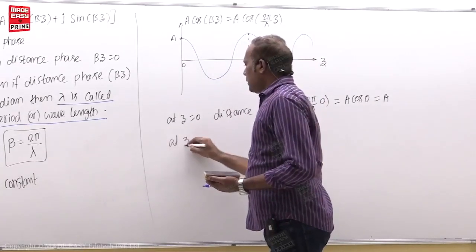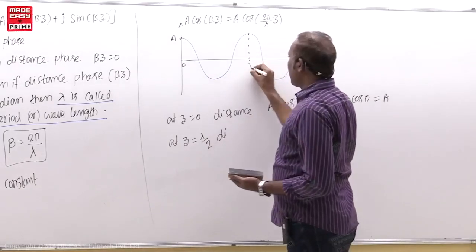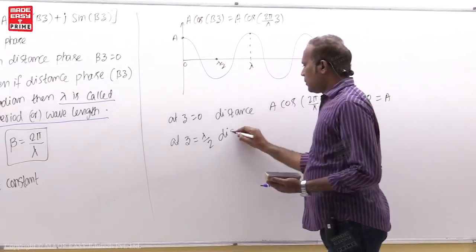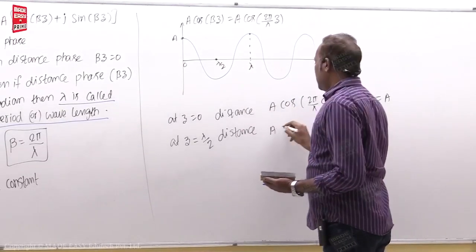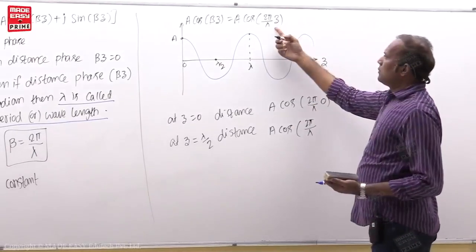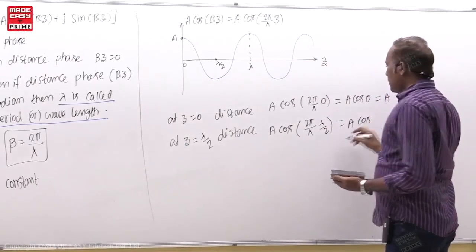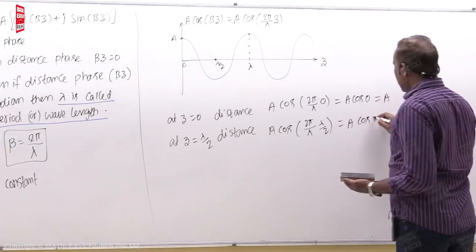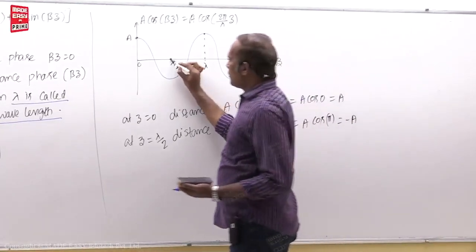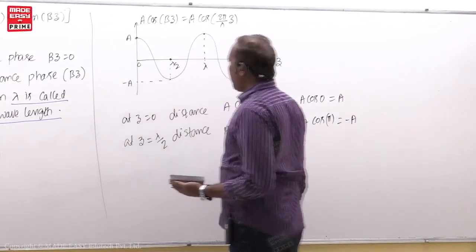Now for example, at z equal to lambda by 2 distance. This will be lambda distance and this will be lambda by 2 distance. Let us see now at lambda by 2 distance, A cos 2 pi by lambda into z, where z is lambda by 2. Lambda cancels, you get A cos pi. So cos pi is minus 1, you get minus A. So whenever z is equal to lambda by 2, this value becomes minus A.